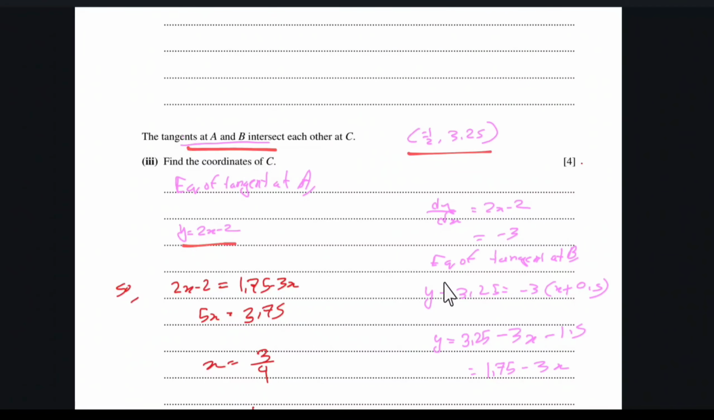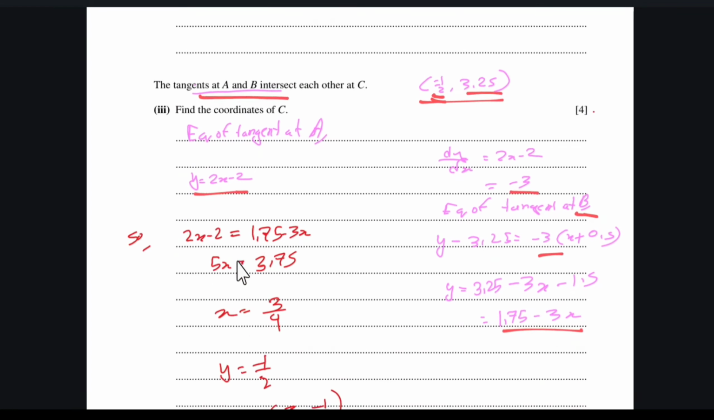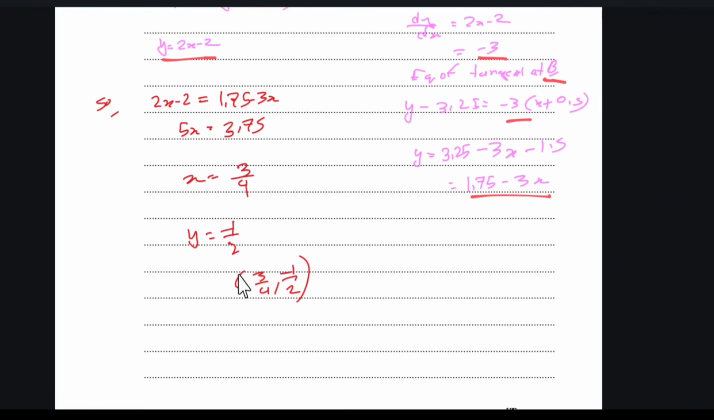After substituting the value of B, that is negative 1 by 2, in this expression we find the gradient, that is negative 3. And the equation of the tangent at B would be y minus y1 is equal to m, negative 3, in bracket x minus x1. So we find the expression for the tangent at B and the tangent at A. After equating, we find the x coordinate of C and the y coordinate of C as follows.